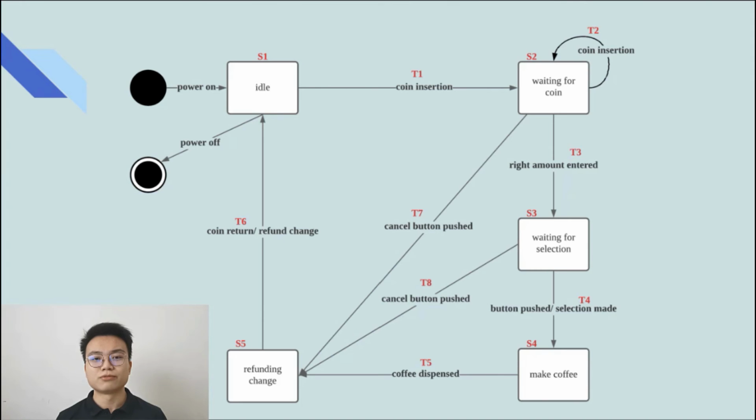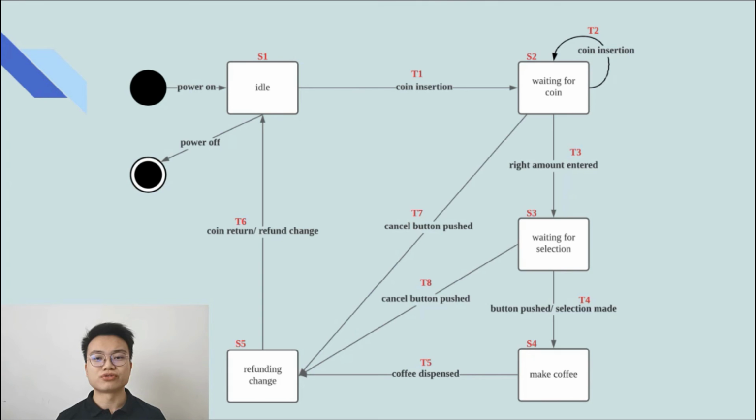To start off, we draw an initial state denoted by a full black circle and we label it as power on. After power on, the coffee vending machine transitions from the initial state to state 1, labeled as S1, where the coffee vending machine is now in an idle state, still waiting for customers to approach the machine and also choose their coffee.